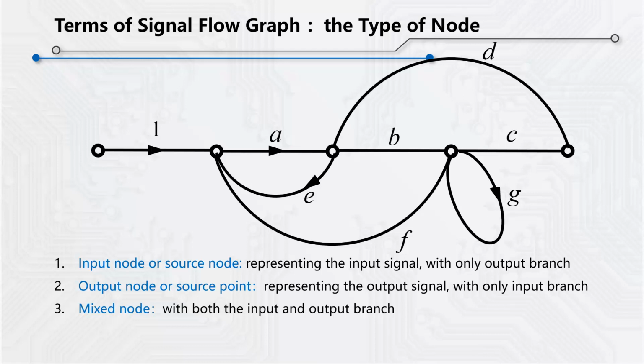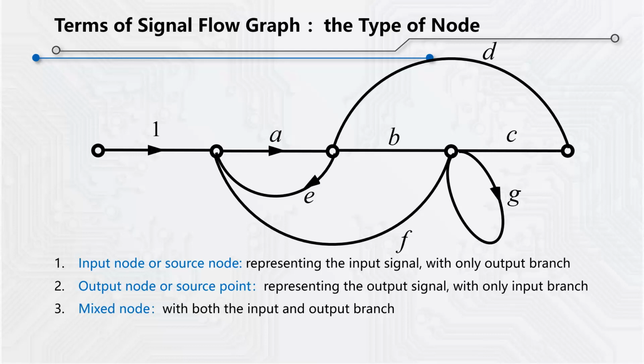Let's classify the nodes in the signal flow graph first. One is called input node or source node, which is the node with only output branch. In general, it represents the input signal in the signal flow graph. For example, a node like this one. The second type is the output node or sink node, which is a node with only input branch and represents the output signal in general.